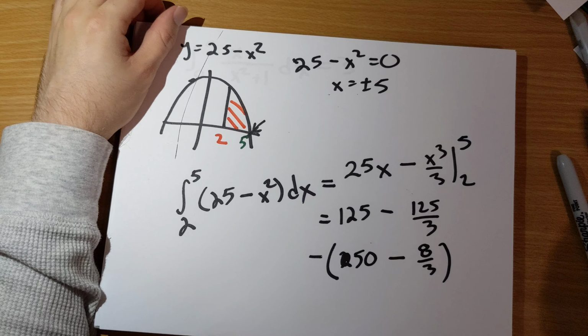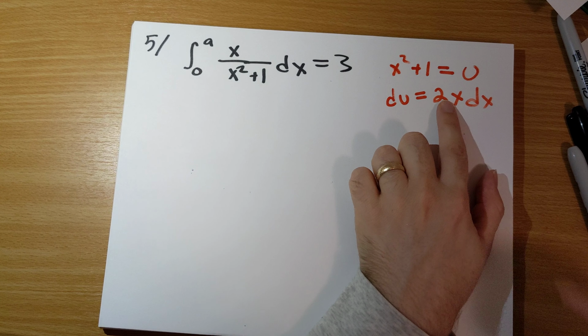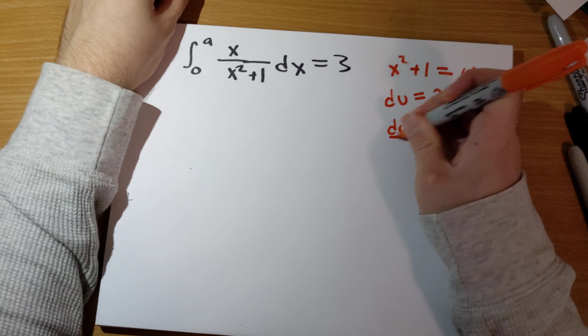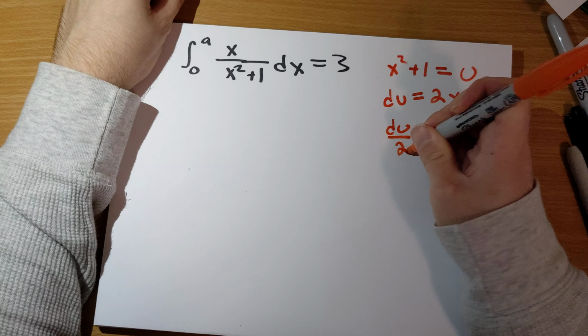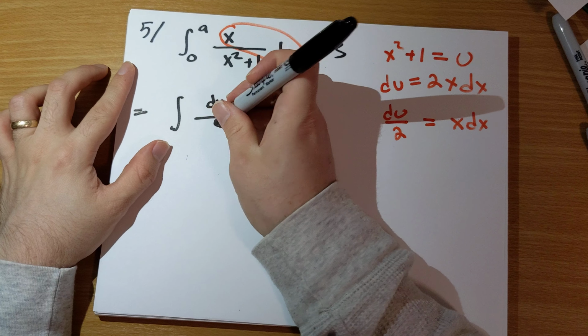Why did I choose x squared plus 1 to be my u here? Because this is the nastiest part of the integrand, and there's a nice feature. The derivative of x squared plus 1 ends up being 2x here. So du is 2x dx. If I divide both sides here by 2, du over 2 is equal to x dx. And oh look, I see an x dx right there. So this is x dx. Okay, so du over 2, and x squared plus 1 is u.